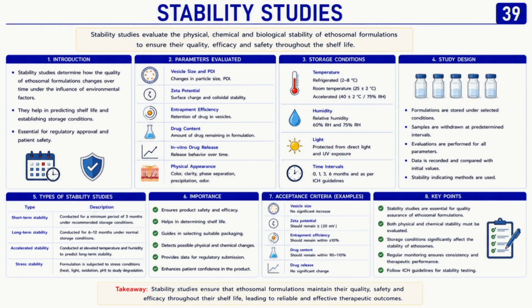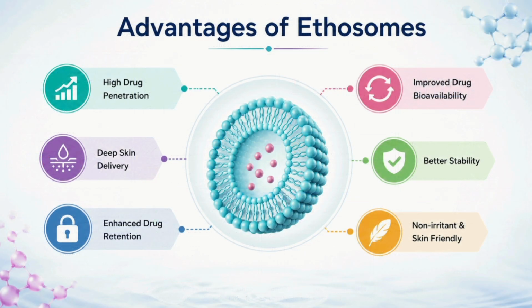Compared to other conventional dosage forms, the main factor to remember here is ethanol evaporation. Therefore, the stability studies should monitor parameters such as appearance, vesicle size, PDI, zeta potential, drug content, entrapment efficiency, and drug release. The formulation should be evaluated under appropriate temperature and humidity conditions according to the intended product and the regulatory expectations. Next, we move on to the advantages.